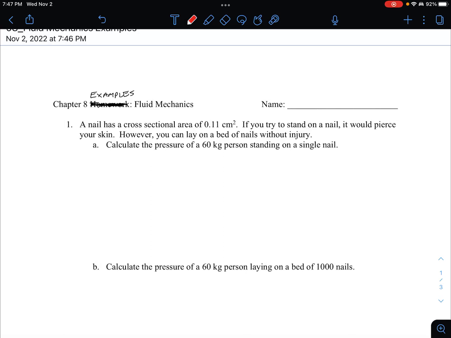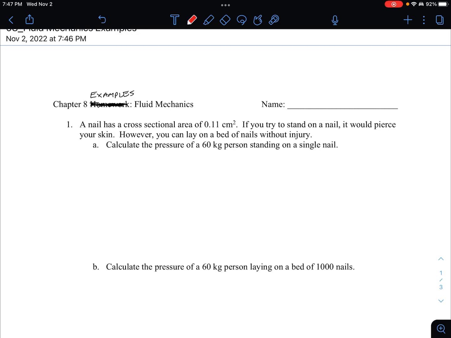Alright, so hopefully you've had a chance to look at these example problems. If not, go ahead and print the PDF off and try to answer these questions and then come back to the video. Alright, so this first question asks, a nail has a cross-sectional area of 0.11 centimeters squared.